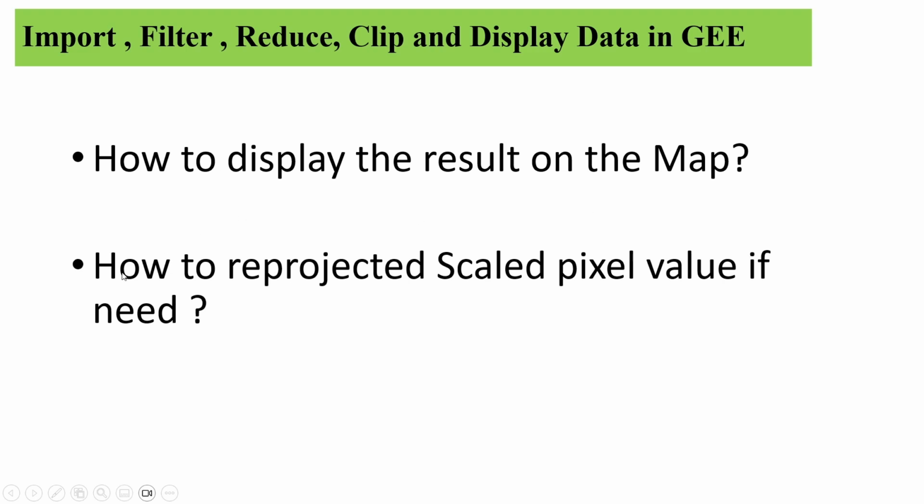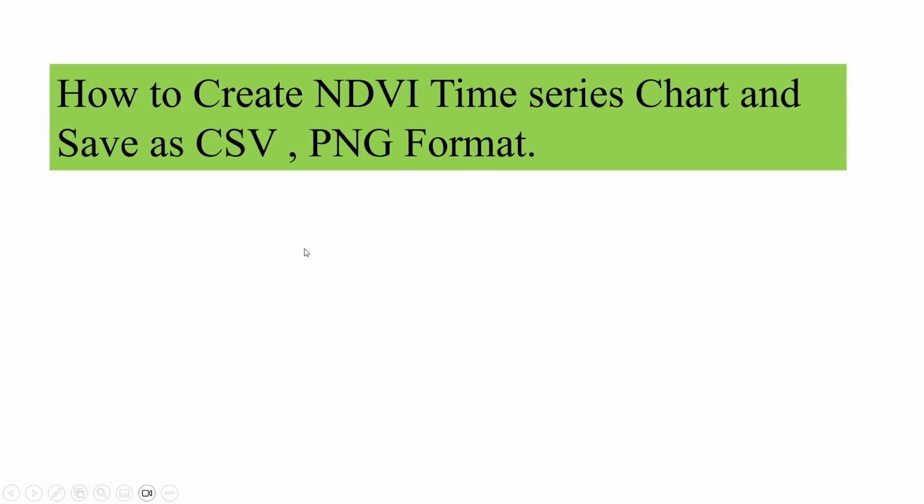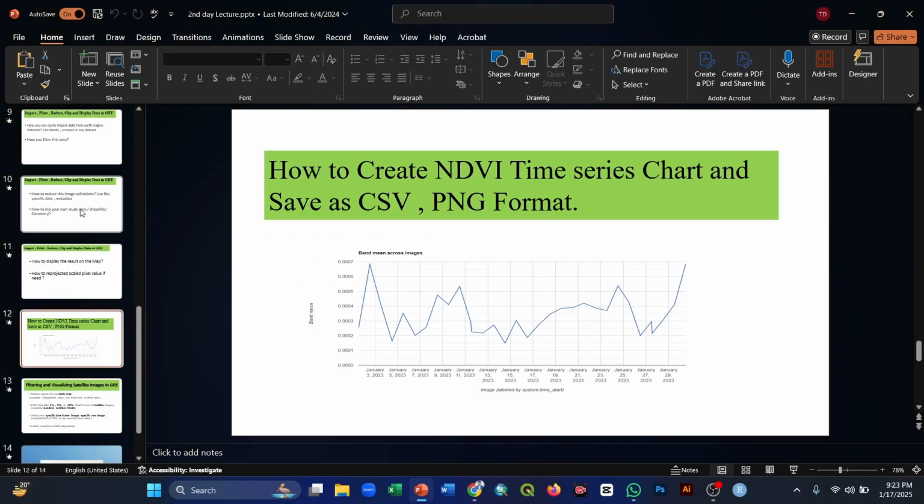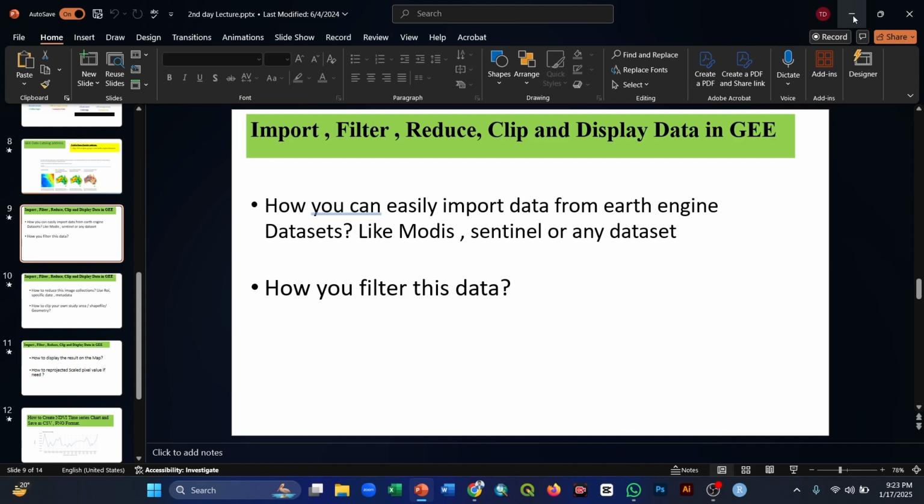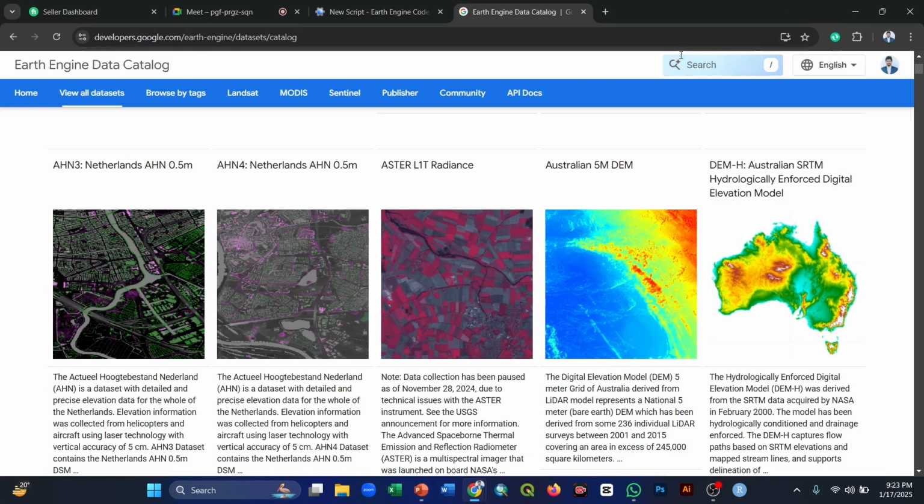And after that, if needed, how you can easily reproject and scale pixels when you handle any satellite dataset, since they supply extra scale for pixels for reprojection. Then we reproject the scaled pixels, and we extract our actual result. So don't worry about this. All of these things we learn step by step. So let's go. First of all, we import any satellite dataset in our code editor.